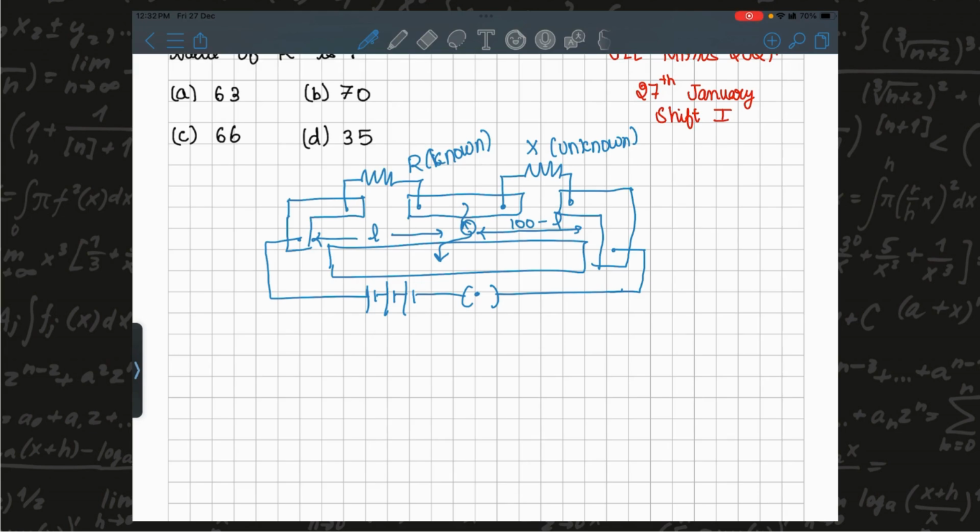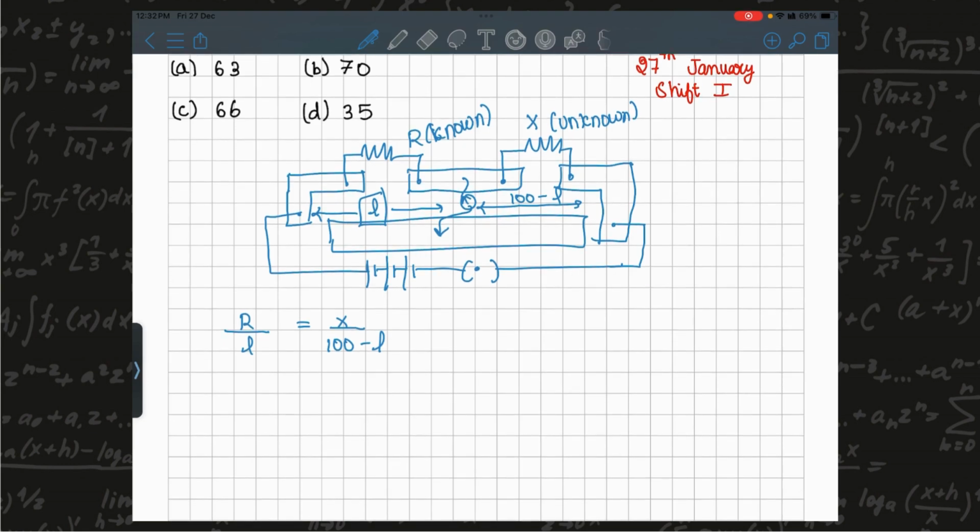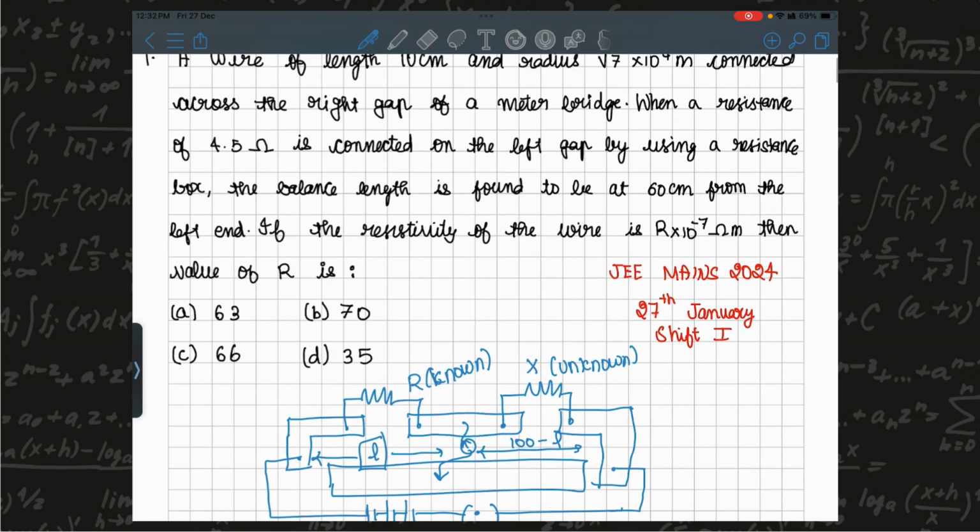So the formula for this one is R divided by the length from the left end, which is L, is equal to X, which is the unknown resistance, divided by 100 minus L. And this formula, as you know very well, is the balanced Wheatstone bridge formula. Now let's solve this question.